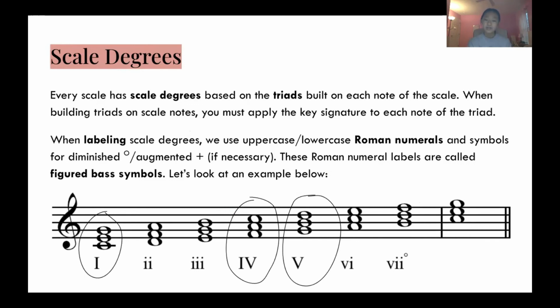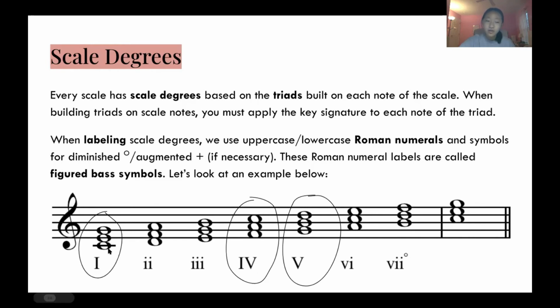So this is important if you ever want to write music or just understand more about what's going on in your pieces. Every scale has scale degrees based on the triads built on each note of the scale. And when building triads on scale notes, you should apply the key signature to each note of the triad. When labeling scale degrees, we also use uppercase and lowercase Roman numerals and the diminished and augmented symbols if necessary. And these Roman numerals are called figured-base symbols.